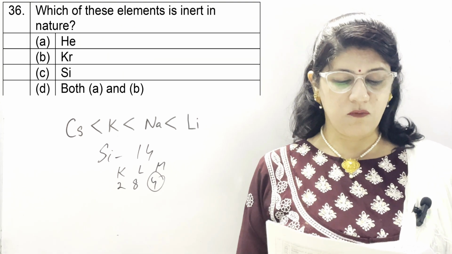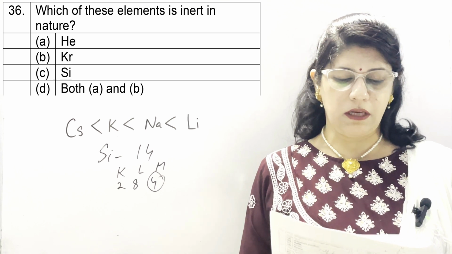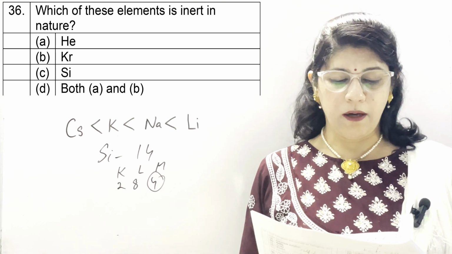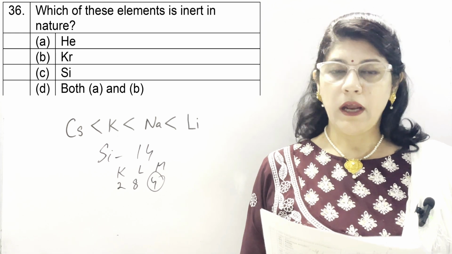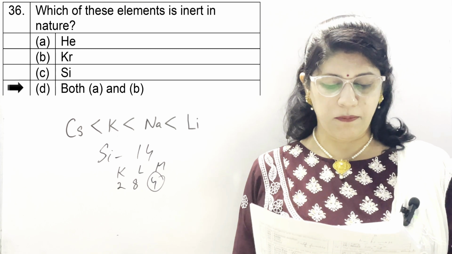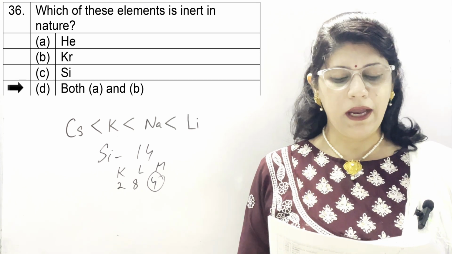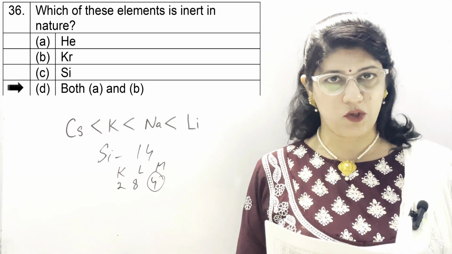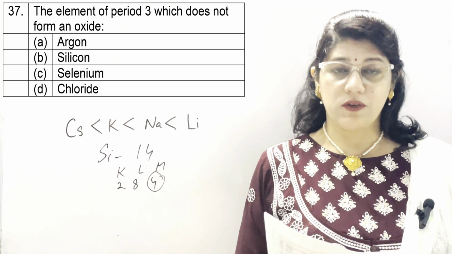Question number 36. Which of these elements is inert in nature? Options are helium, krypton, silicon and both A and B. Correct option is D, which is both A and B, because we know that helium and krypton both have stable electronic configurations.